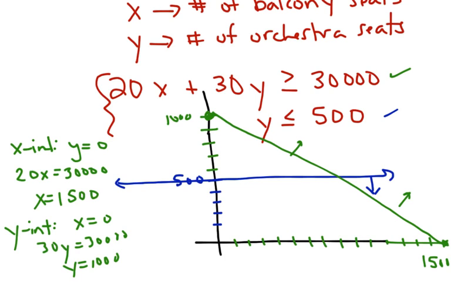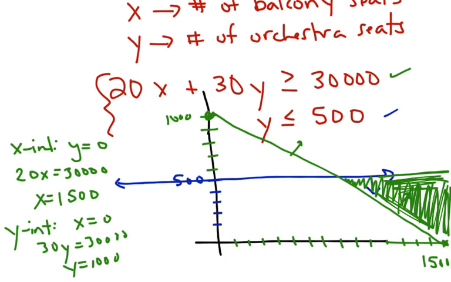Well, where are these two shadings going to overlap? They're going to overlap in this region. Extend that line. So in order to make the at least $30,000 that I want to make, the ordered pair for the number of balcony and orchestra seats has to be any ordered pair that lies inside the shaded region or on the line.